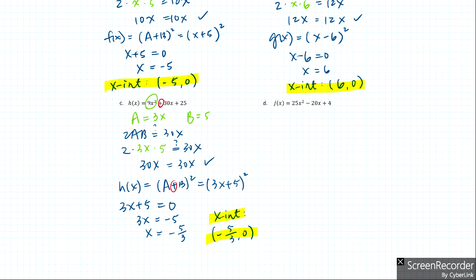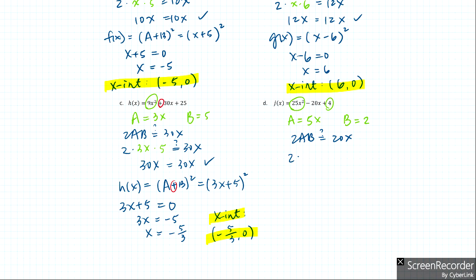And lastly, for part D, we want to go through the whole process again. The first term, 25x squared, is equal to a squared. To find a, we take the square root of 25 to get 5, and the square root of x squared to get x. To find b, we take the square root of 4, which is 2, because 2 squared equals 4. Then we check 2ab, whether that's equal to 20x or not. Because we have a minus 20x in the middle, we should expect the final form to look like (a - b) squared if it checks out.